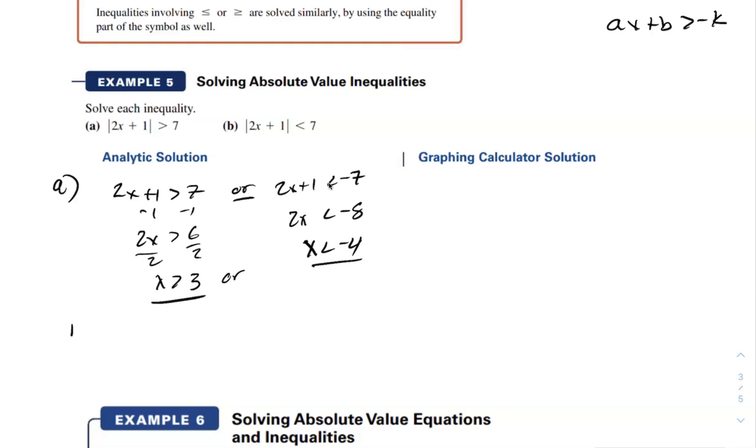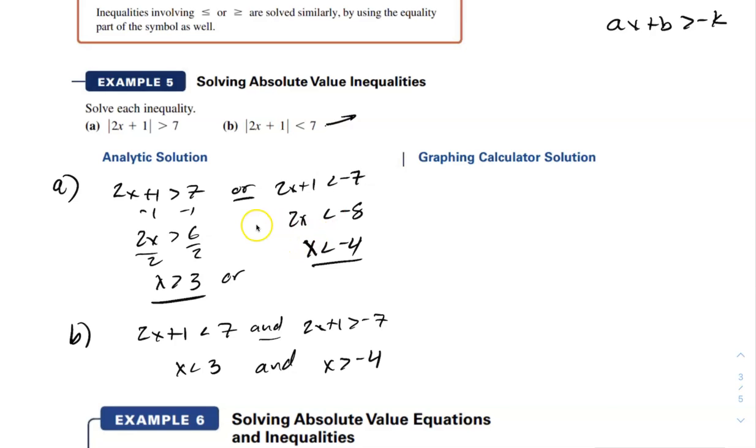If I was going to do B, it would be 2x plus 1. So again, you keep one the same, is less than 7, and 2x plus 1 is greater than negative 7. We already know the answers here. X is less than 3, and x is greater than negative 4.